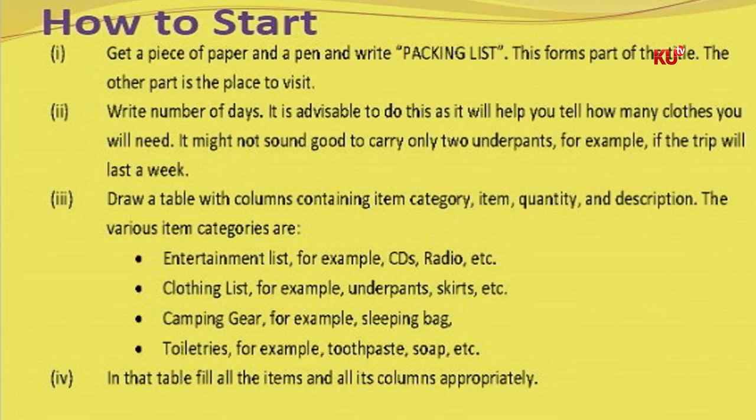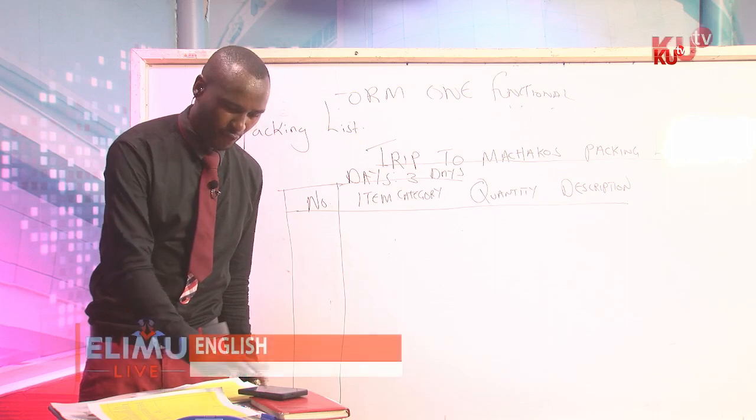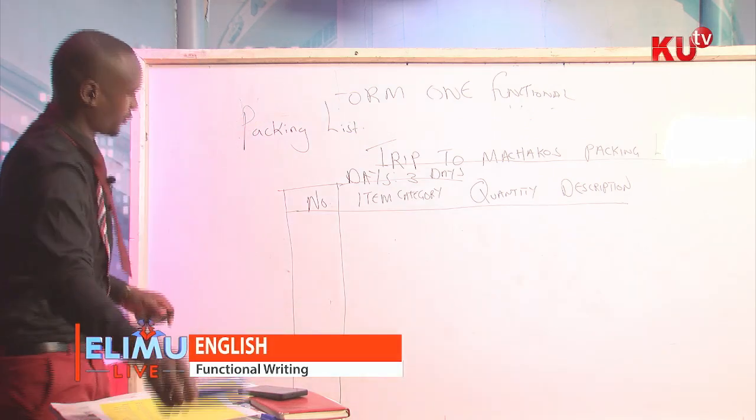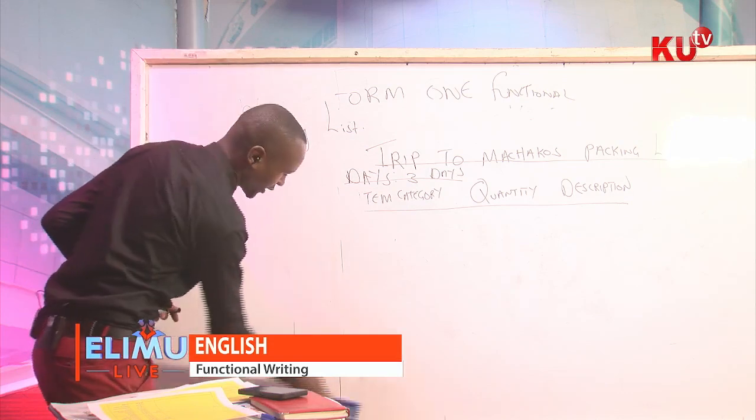You have the entertainment, CDs, radio, so on, clothing list, those are underpants, skirts, and so on, trousers. You have the camping gear, the sleeping. If you're going to sleep, you need a sleeping bag. Also toiletries. Every time you are told that you are going for more than 1 day, you need those toiletries, you need the toothpaste, you need the soap. That table, now you fill the items appropriately. So that is the packing list. I hope you have understood, and I hope you can make a packing list.